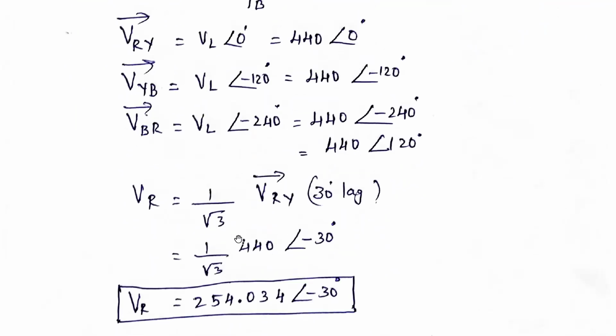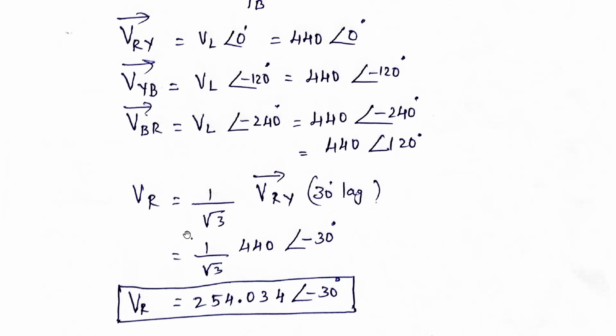So VR is 440 at the angle of 0 minus 30 degrees. So 0 minus 30 is minus 30, and that is why I have taken minus 30 degrees directly. So 440 divided by root 3 at minus 30 degrees. If you simplify this, you will get 254.034 at the angle of minus 30 degrees. That is VR.